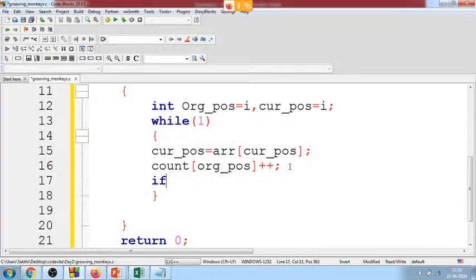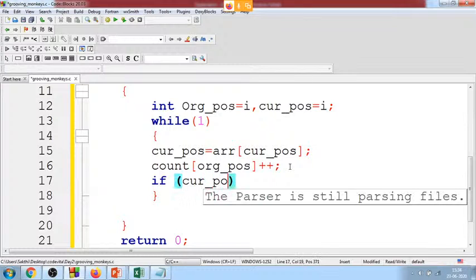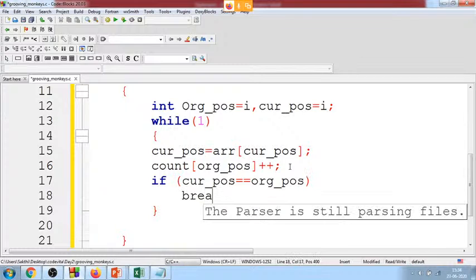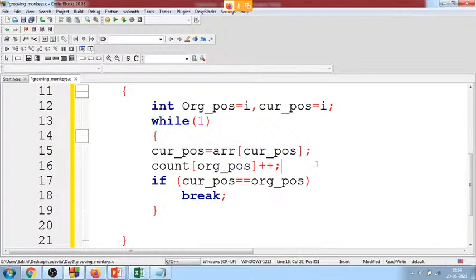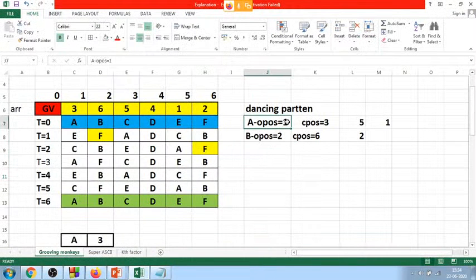If my current position is equal to my original position, I am supposed to break. Is that fine? I am just updating my current position for each and every step, and at each step I am checking whether my current position and original position are the same. I am checking whether this value and this current value position are the same. If not, I will move to the next position, update my current position, and again check whether these two are equal.